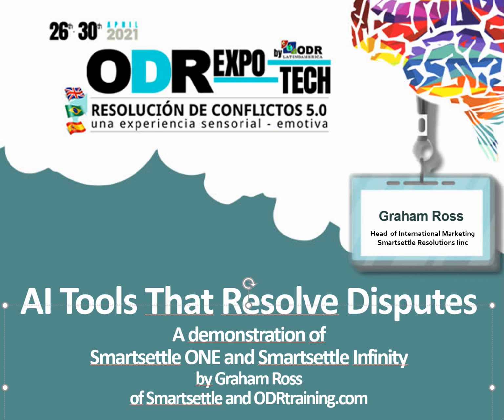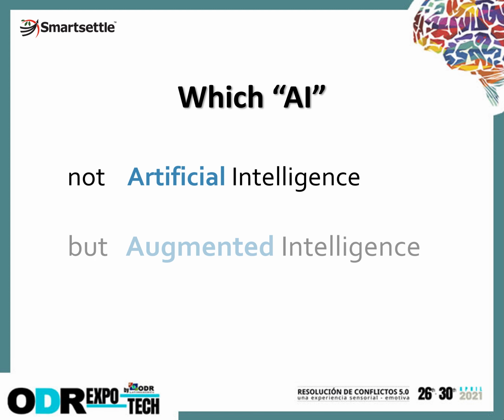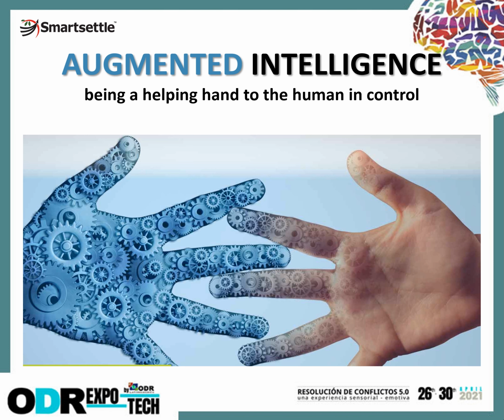about AI tools that actually resolve disputes. Now, AI, you probably all think you know what that means, but I'm afraid it's not artificial intelligence. What I'll be talking about is augmented intelligence, a different thing. Whereas artificial is primarily in control and makes all the decisions, augmented doesn't do anything like that at all. The human remains in control, but what it's doing is augmenting the intelligence of the human mediator and assisting him in a way that wouldn't be possible without it, to achieve better results.